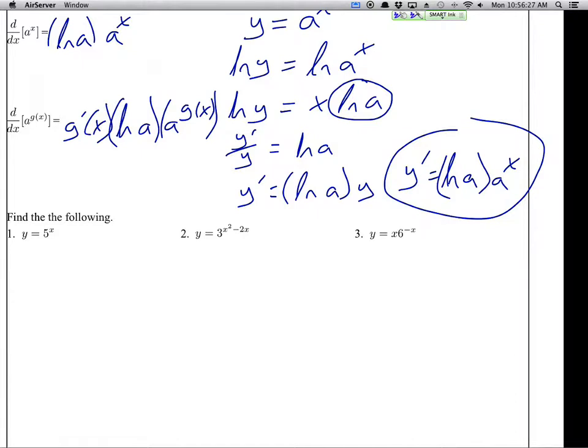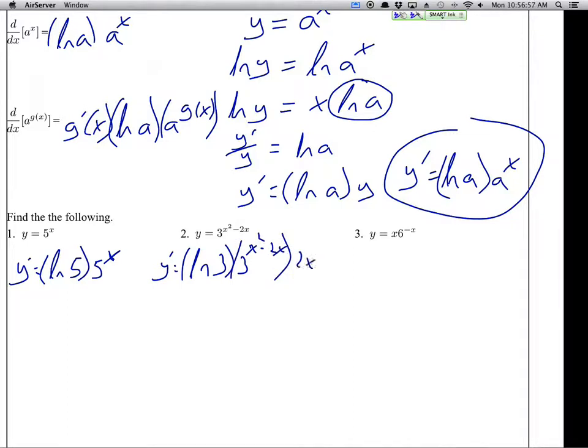So Ryan, on that first one, y equals 5 to the x, the derivative would be ln 5 times 5 to the x. Very good. Alright, Chris, number 2. Natural log of 3 times 3 to the x squared minus 2x, times 2x minus 5. Very good.